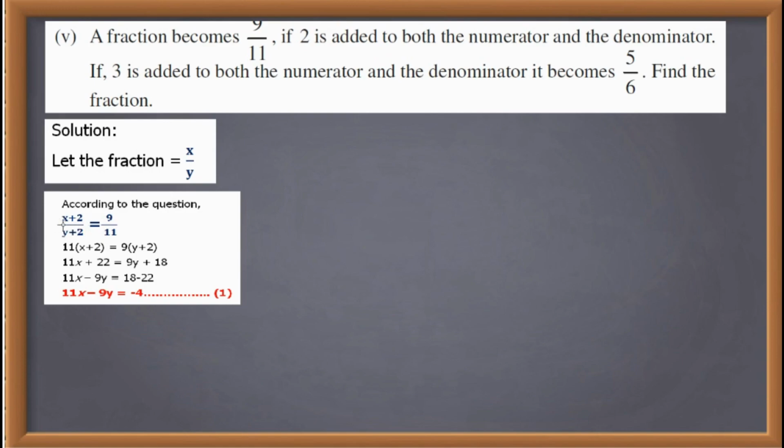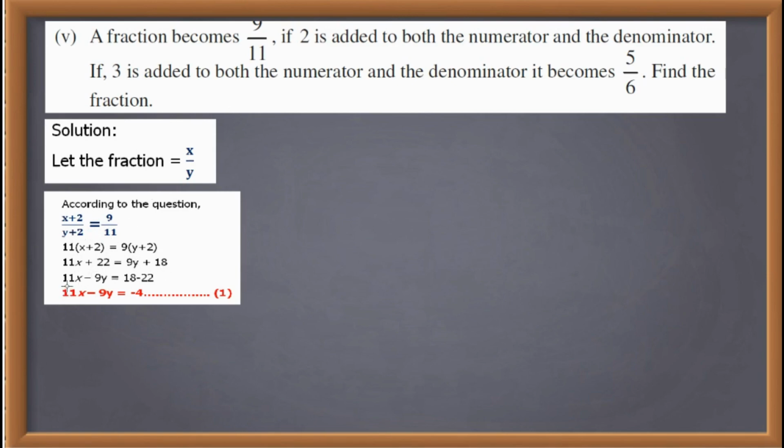2 is added to numerator, so I have added x plus 2, and also to the denominator, y plus 2. I assumed numerator as x and denominator as y, and the fraction becomes 9 by 11. So simple calculation, I will do cross multiplication. (x plus 2) into 11 is equal to 9 into (y plus 2). 11 into x, 11x, 11 2s are 22. 9 into y, 9y, 9 2s are 18.